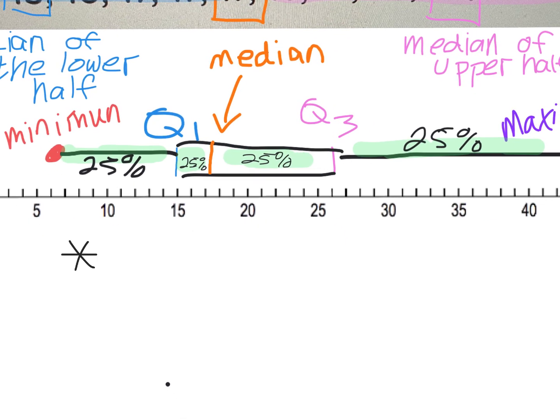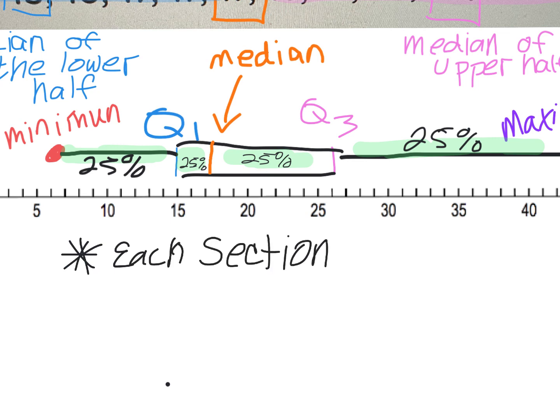So the big idea for that is each section, so there's 4 sections, is a fourth of your data. So 25% of your data.